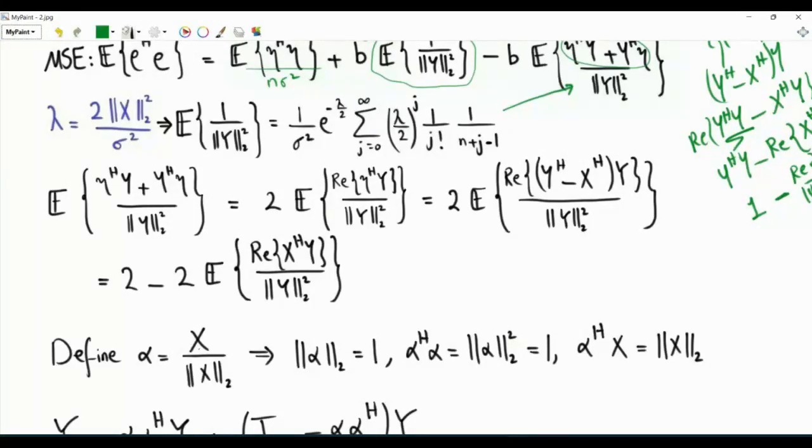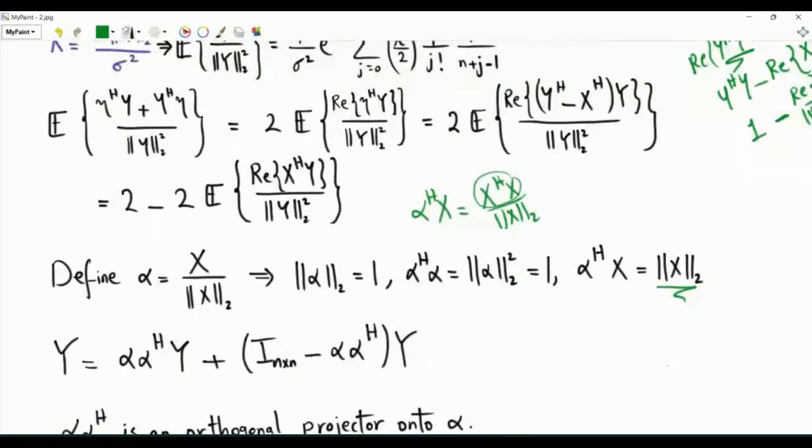Define alpha as the normalized vector x. Here I am assuming that vector x is a non-zero vector. So alpha is equal to x divided by the L2 norm of x, and because of this normalization, we have alpha Hermitian alpha equal to unity. The L2 norm squared of alpha is equal to 1. And alpha Hermitian x will be x Hermitian x over the L2 norm of x. In the numerator, we have the L2 norm squared, and in the denominator, we have the L2 norm. So alpha Hermitian x is the L2 norm of x.